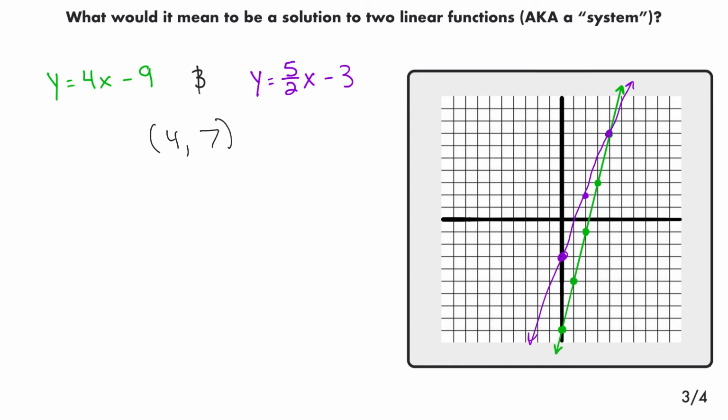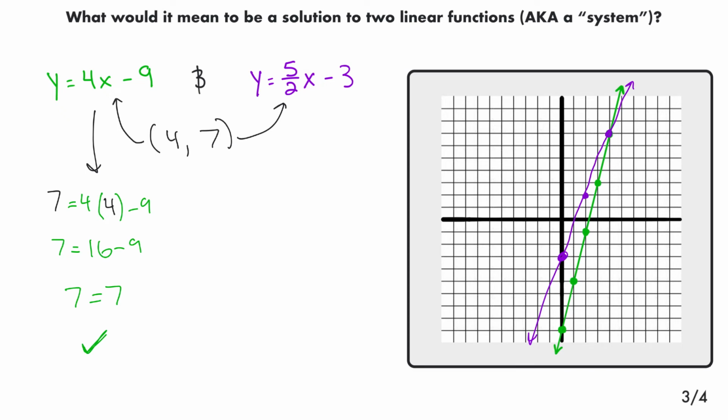If I wanted to verify that that was a solution algebraically, all I have to do is take that coordinate and plug it into each of the equations and verify that it's a solution for both. So this would turn into 7 is equal to 4 times 4 minus 9, which is 7 is equal to 16 minus 9, 7 equals 7. It checks off. So that coordinate is a solution to the green equation.